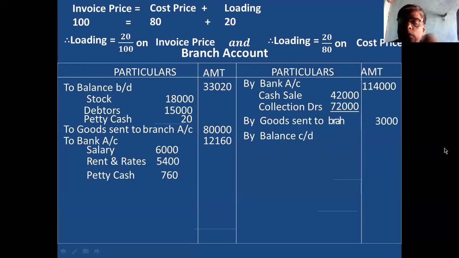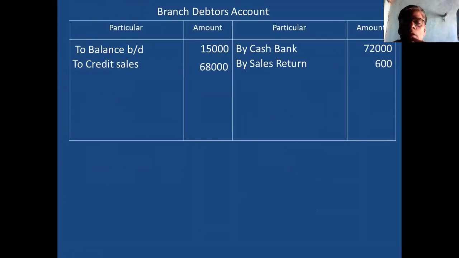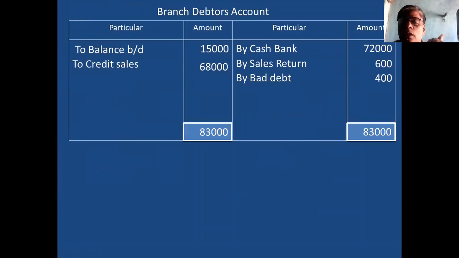Under the balance, first is stock, which is given in the problem. Then debtors. Debtors balance is not given in the problem. Therefore, you prepare the debtors account. In the debtors account, you write balance brought down, credit sale, cash collection, sales return, bad debt. Then close the account and ascertain the balance. Balance is 10,000.